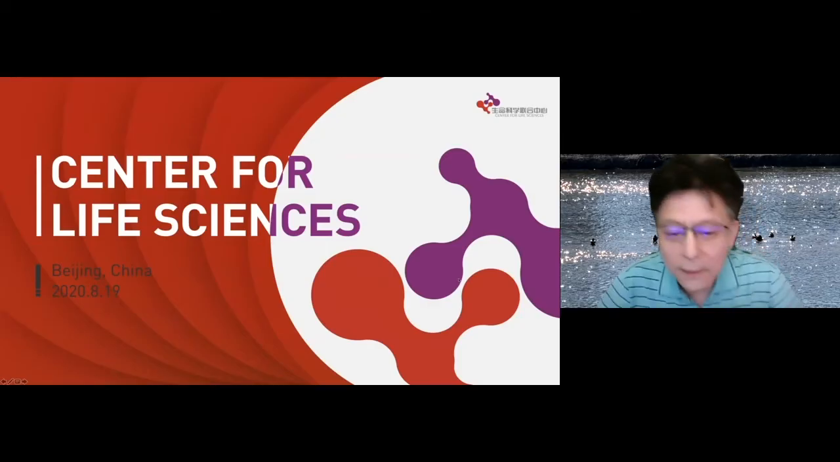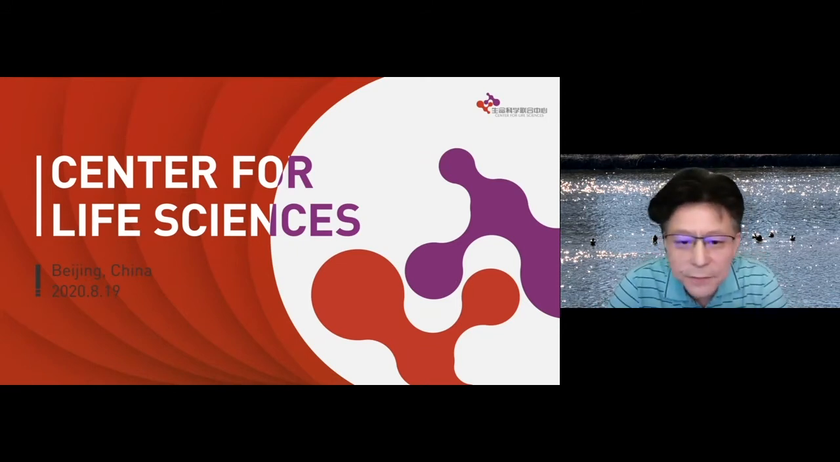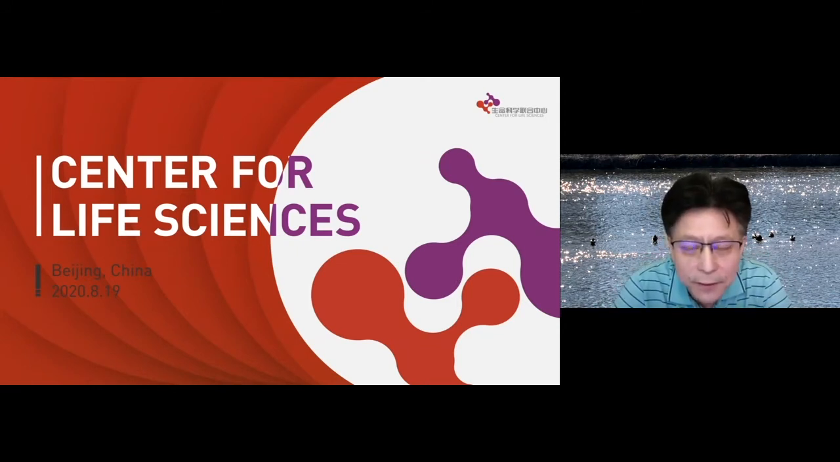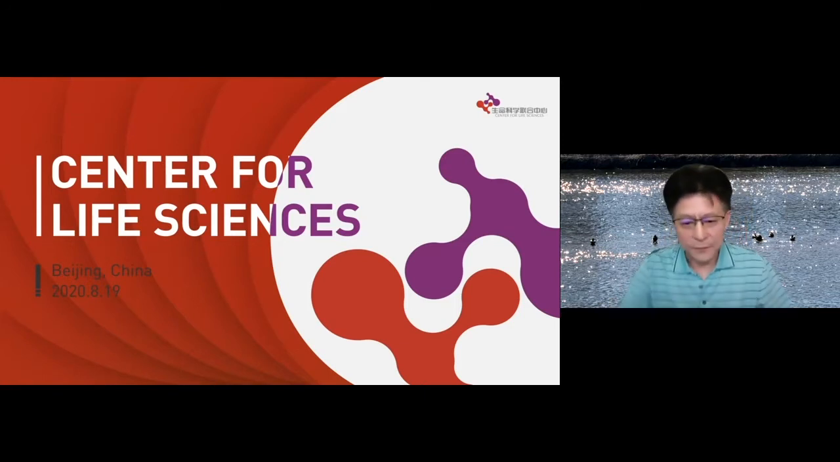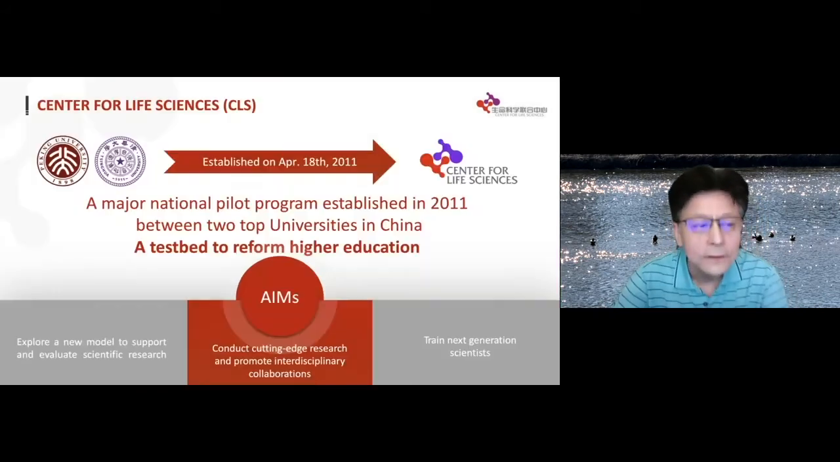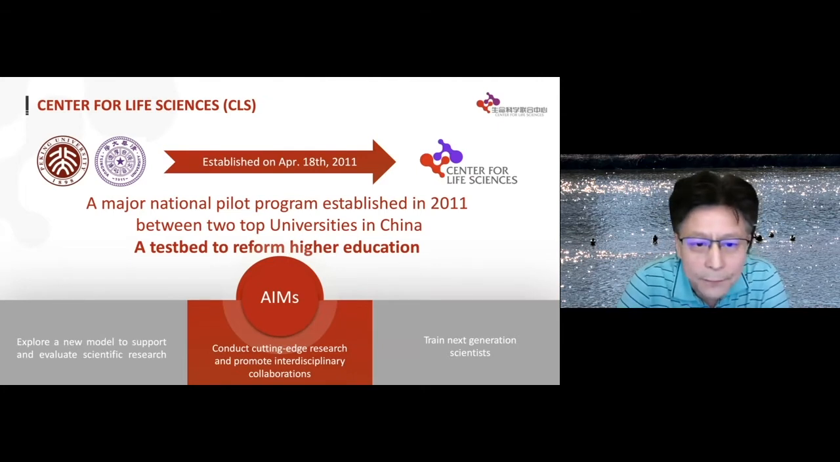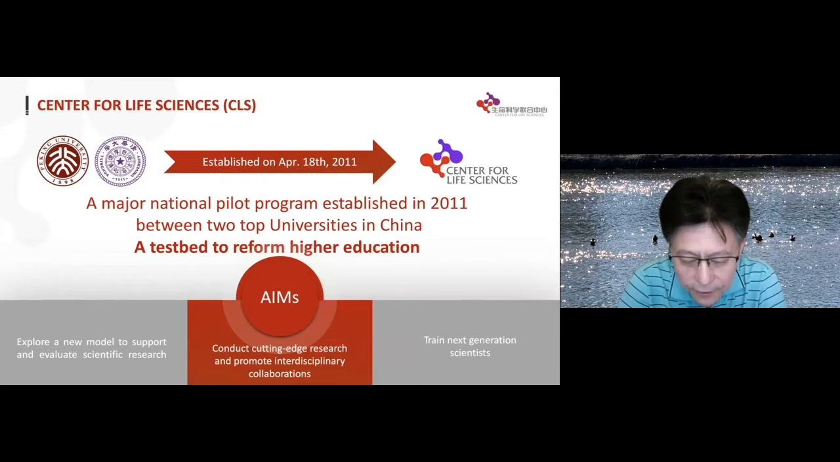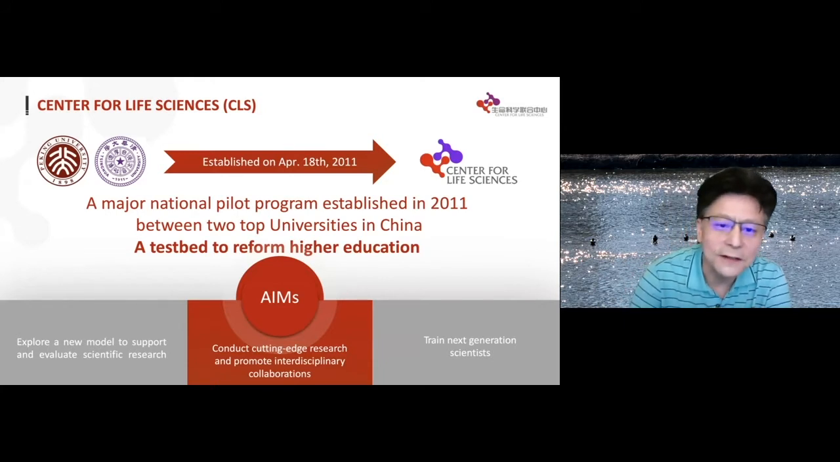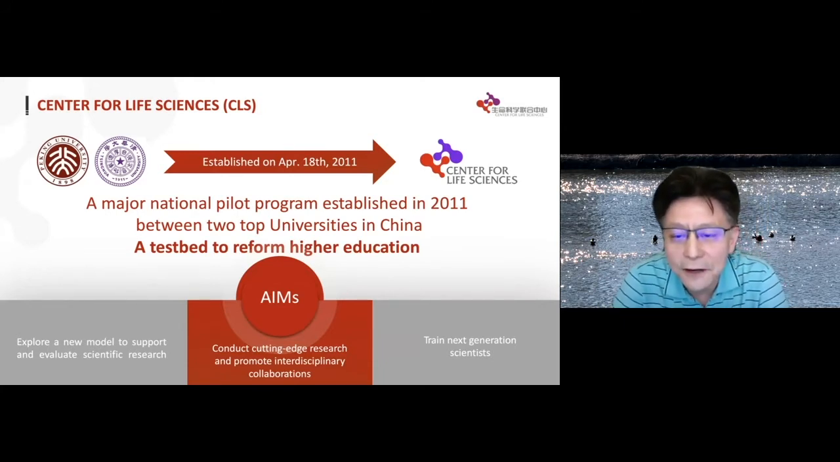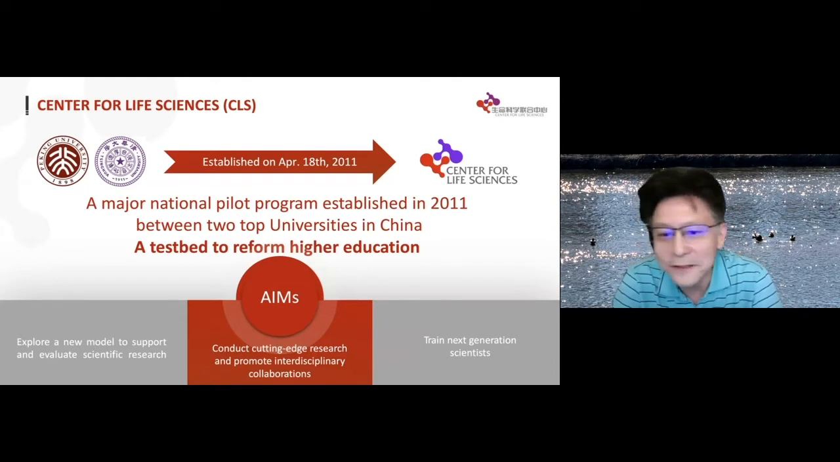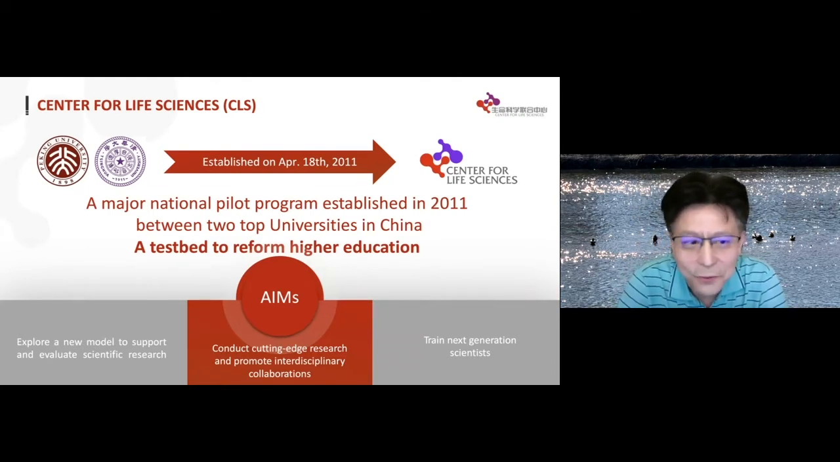Hi, everyone. So in the next 15 minutes or so, I will give you an idea about our center, the Center for Life Sciences in China, and some of the things we do. The center was established in 2011 between two top universities in China. By the way, thank Yigong for the introduction in the beginning of this seminar. He only made one small mistake. I came back to China full-time in 2011, not 2015. The same year the center was born.